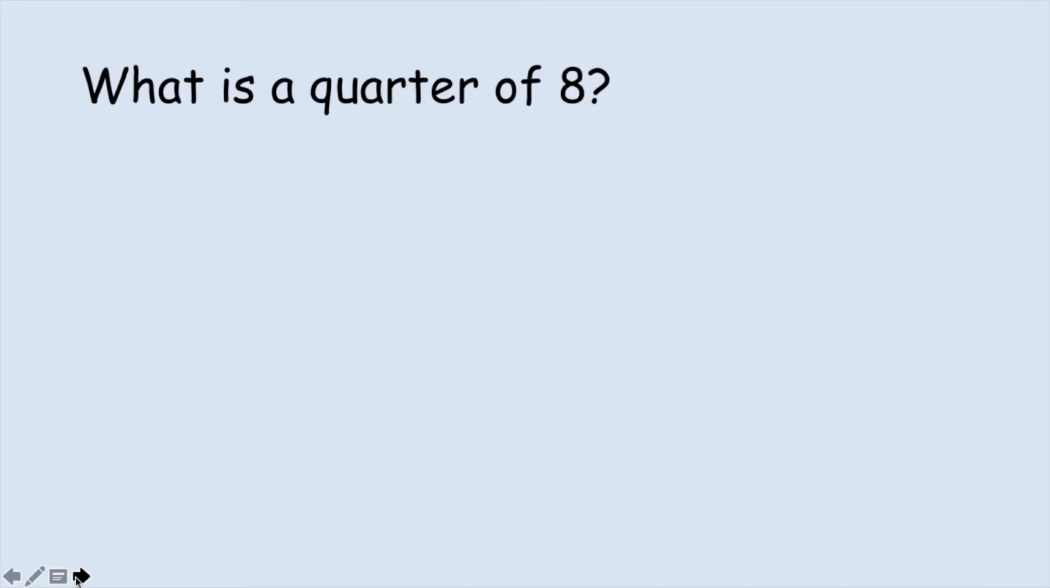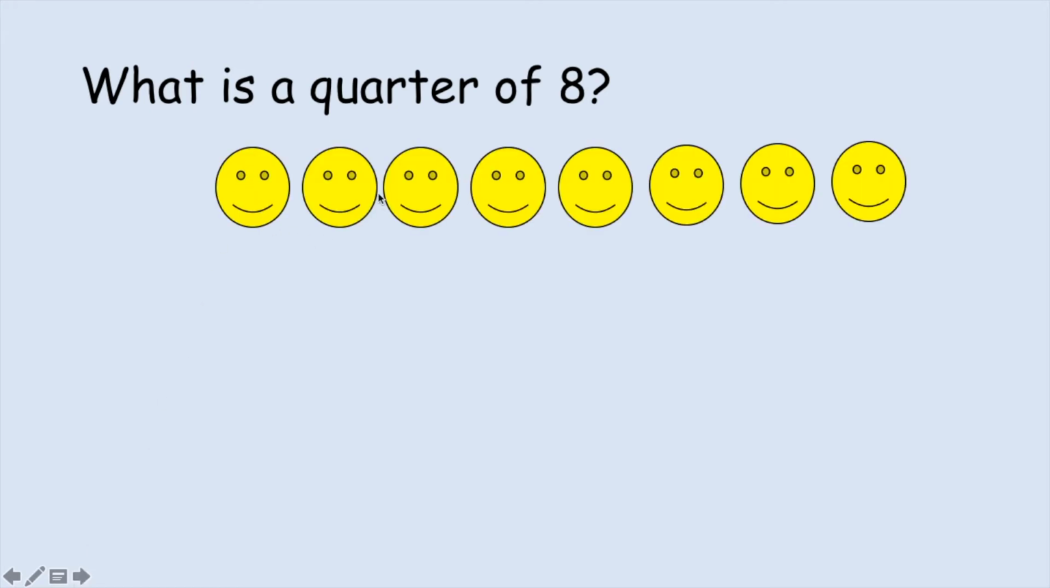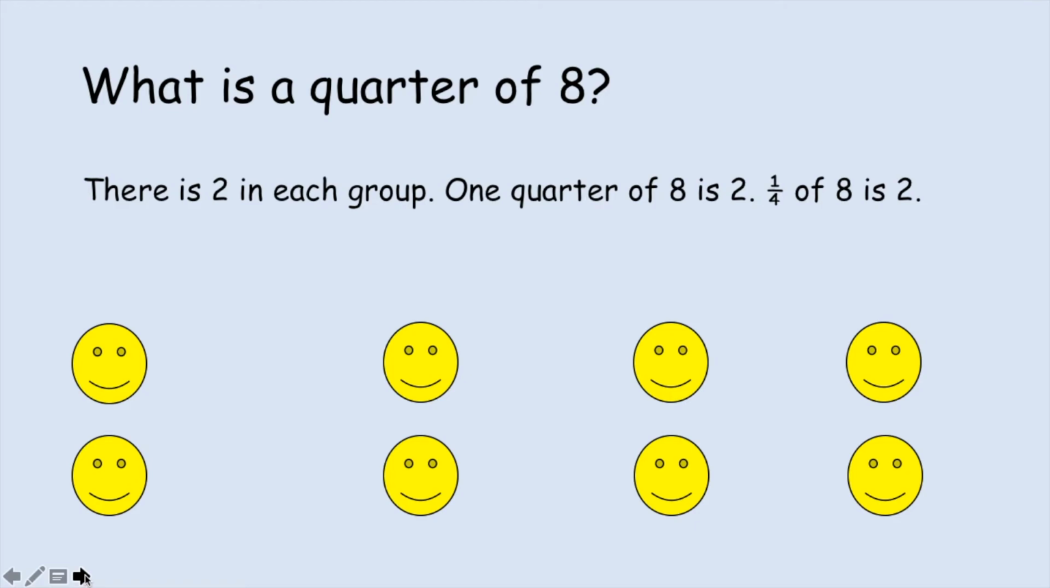What is a quarter of 8? Now I don't have any pictures, so that's really tricky. So what I'm going to do is first get 8 images. So let's check 1, 2, 3, 4, 5, 6, 7, 8. And then what I'm going to do is share them into 4 equal groups. So remember, you need to have 4 equal groups because we are looking at quarters. So there is 2 smiley faces in each group. So 1 quarter of 8 is 2. And remember, this is the other way that we can write 1 quarter, 1 over 4. So a quarter of 8 is 2. Well done if you got that correct.